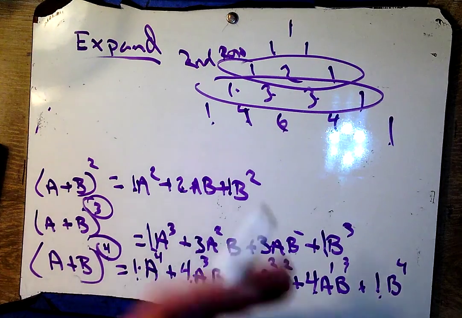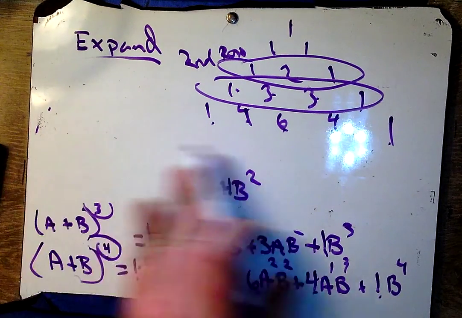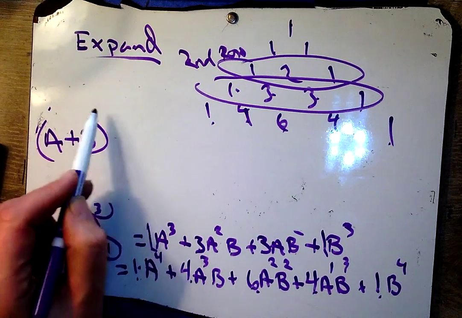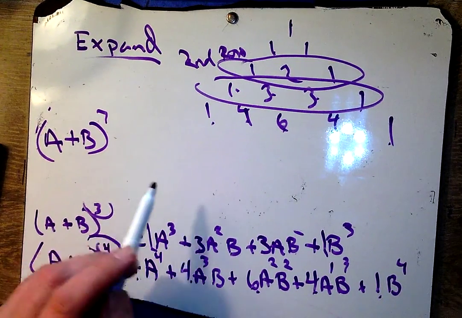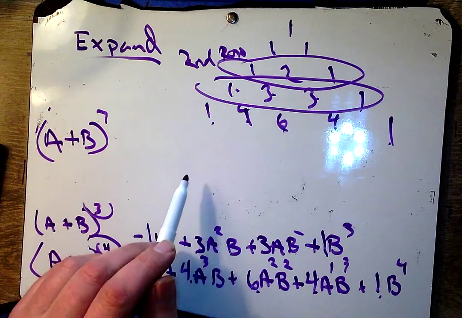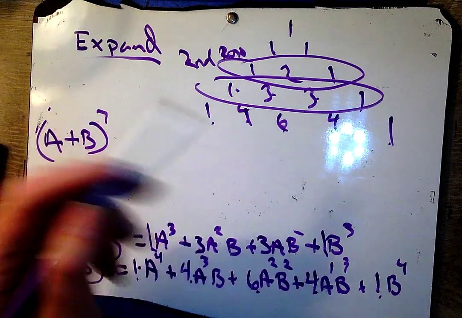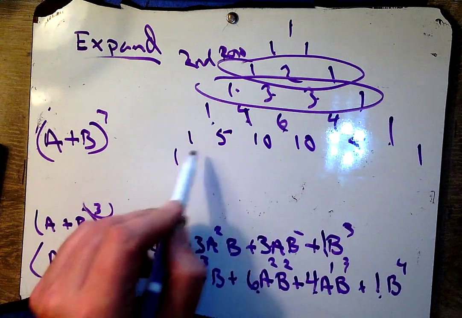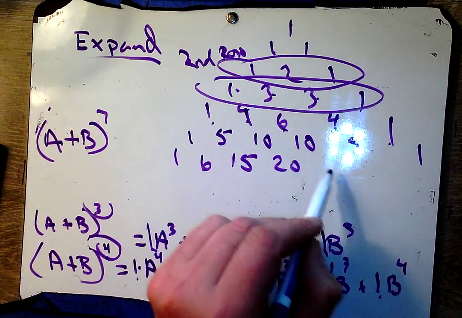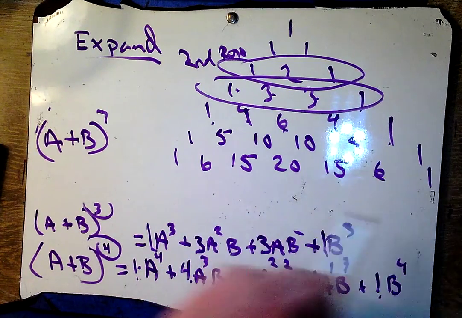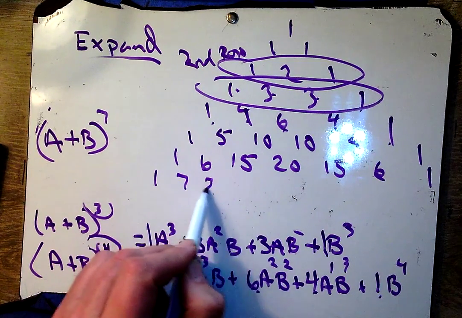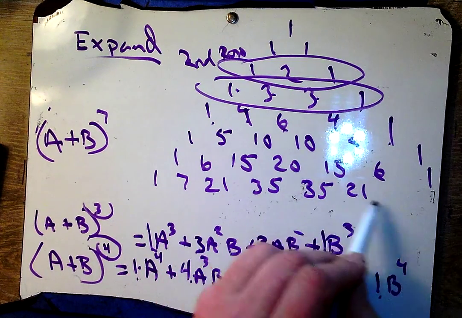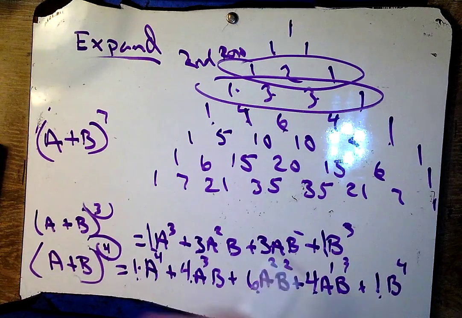I mean, that's really powerful. So if I ask you for a plus b to the 7th, we wrote that down, didn't we? Yeah, I wrote it down and then I erased it. So 1, 5, 10, 10, 5, 1, 1, 6, 15, 20, 15, 6, 1, 1, 7, 21, 35, 35, 21, 7, 1, and that's my 7th.